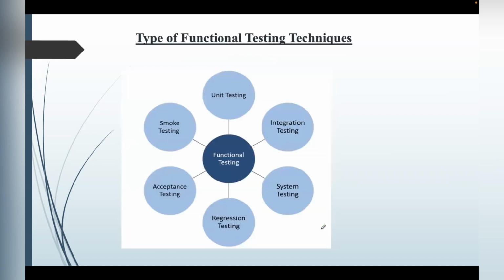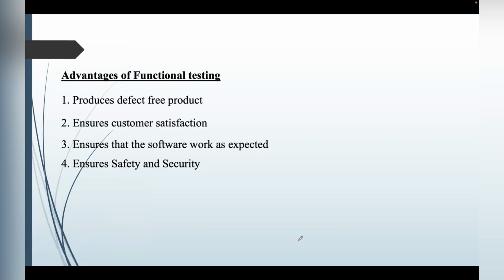Types of functional testing. These are a few examples: unit testing, integration, system, regression, acceptance, and smoke testing. Advantages of functional testing. It produces a defect-free product and it ensures that the customer is satisfied. It ensures that the requirements provided by the customer are met, and it ensures the proper working of all the functionality of an application or software or product.